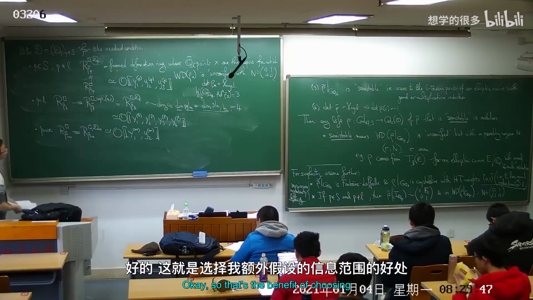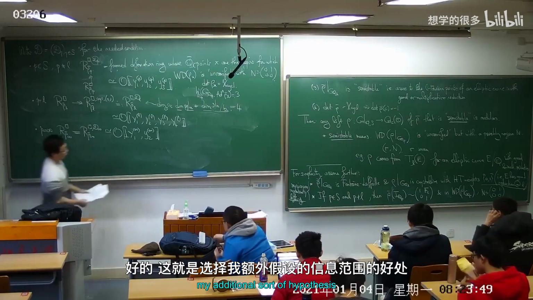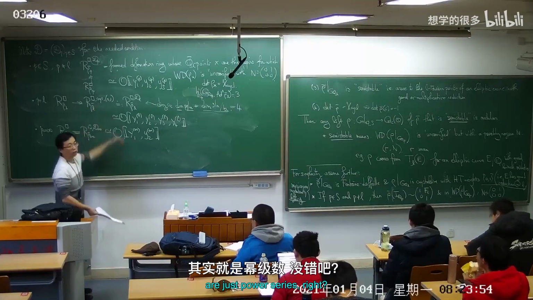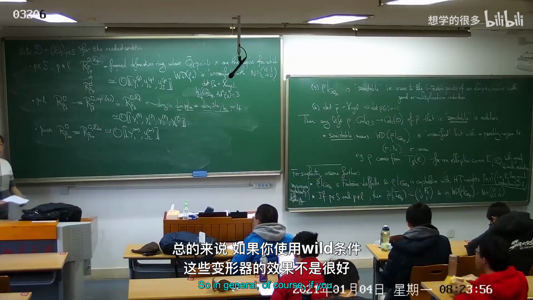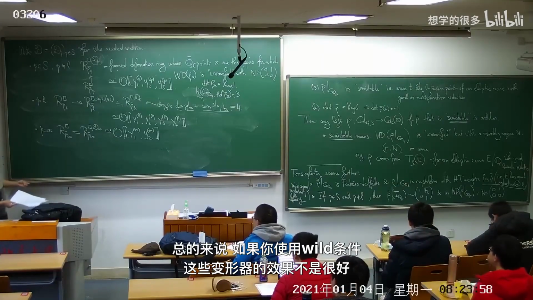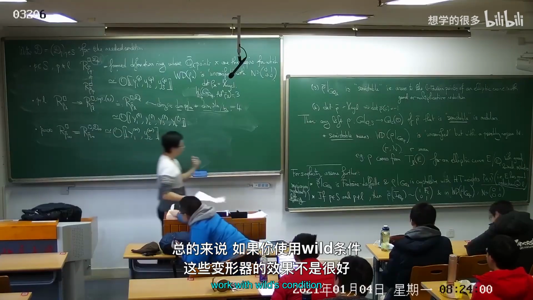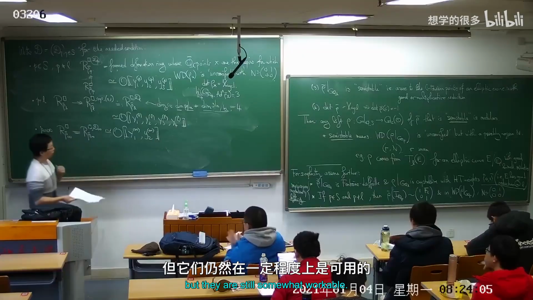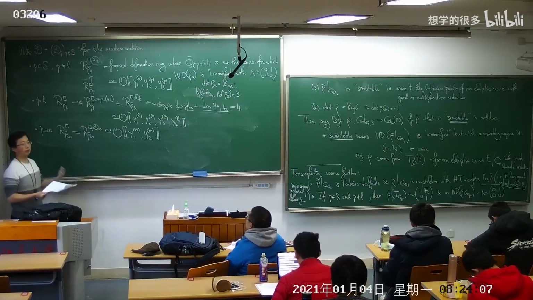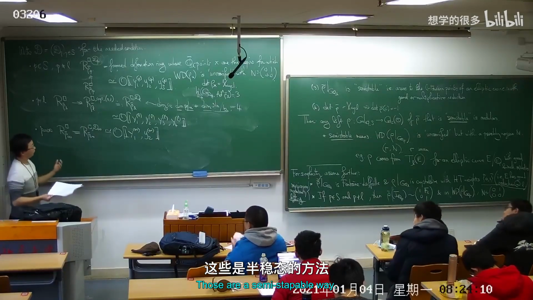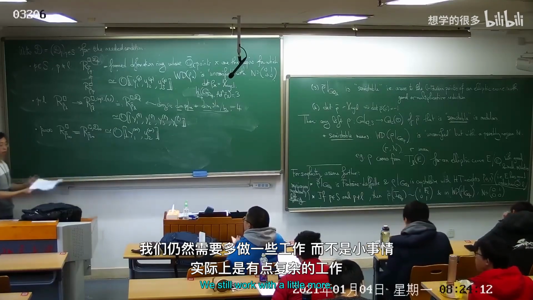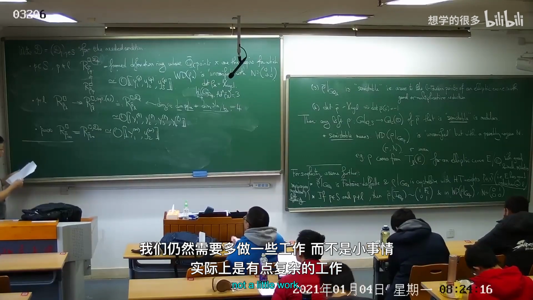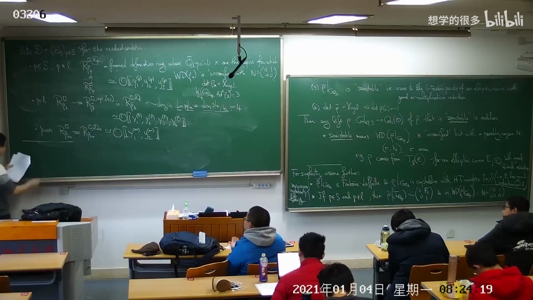So that's the benefit of choosing my additional hypothesis that these deformation rings are just power series rings. That's nice. In general, of course, if you work with Wiles' conditions, these deformation rings are not as nice, but they are still somewhat workable. Those are semi-stable deformation rings. You can still work with them, with somewhat more work.